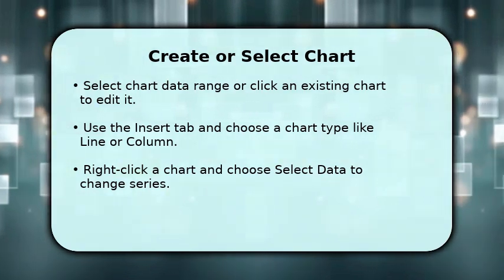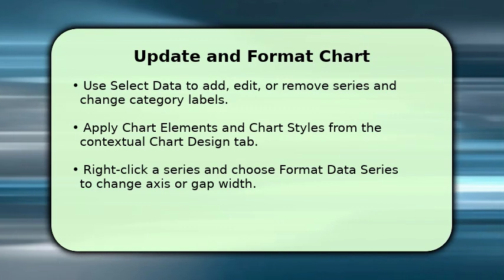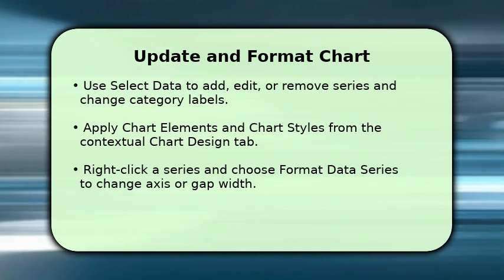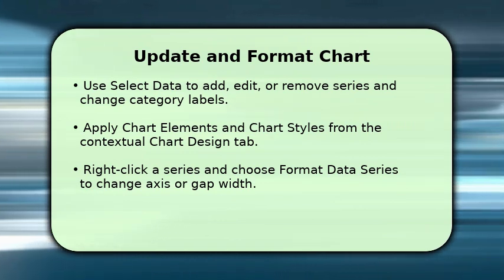Now update series and labels using Select Data to add or remove series. Edit category labels there to reflect new ranges or renamed headers. Use the Chart Design and Format tabs to apply styles, presets, and color palettes quickly. Right-click a data series and choose Format Data Series to change axis assignments and gap width.